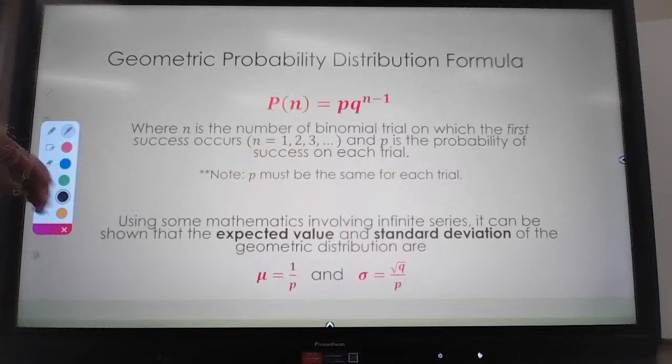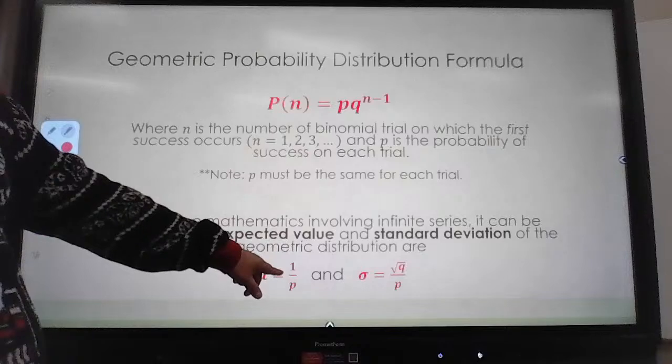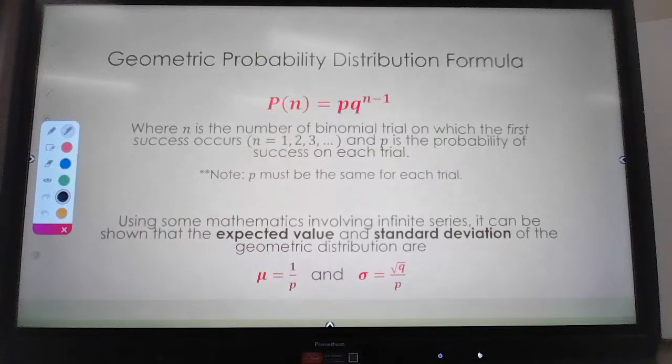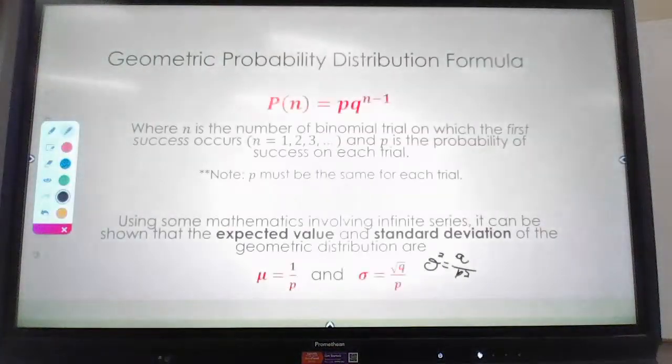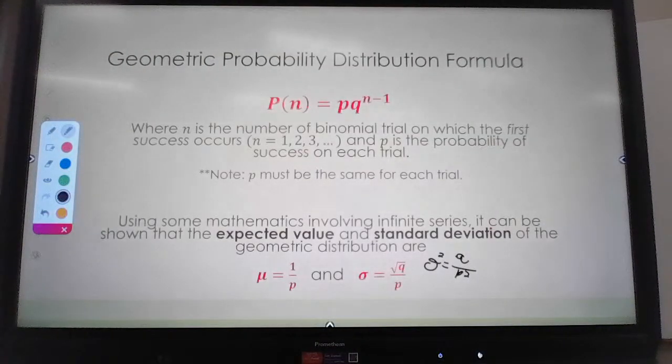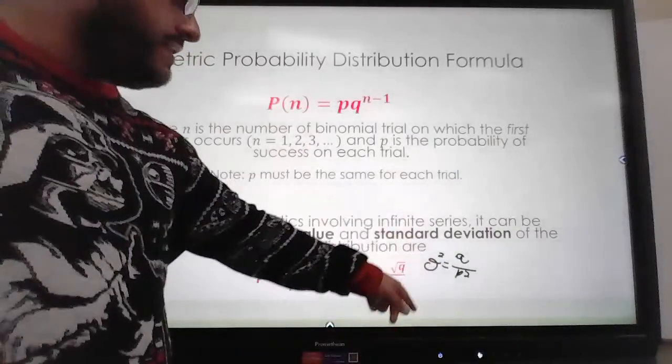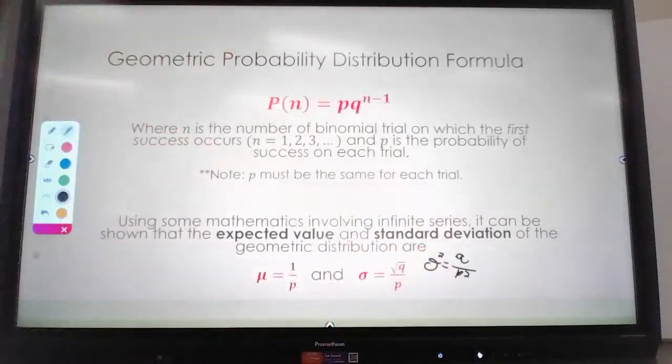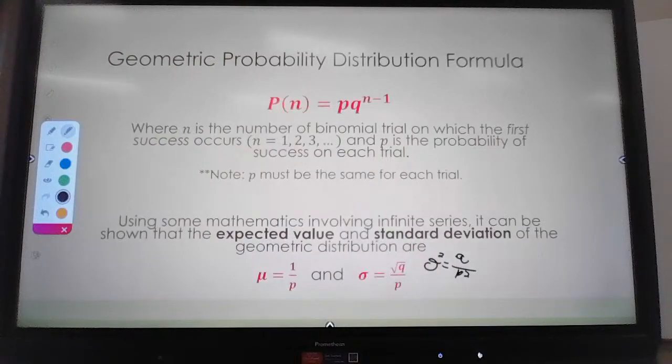And then we can also figure out what our expected value and standard deviation are. So our expected value is 1 over P. Our standard deviation is the square root of Q over P. And using some simple math, the variance is just Q over P squared. So if you want to calculate the standard deviation and find the variance, just calculate this and square it. If you want to find the variance first and go to the standard deviation, then find the variance and take the square root. But those are your formulas for geometric probability distribution, expected value, variance, and standard deviation.